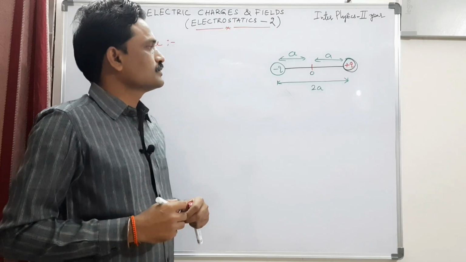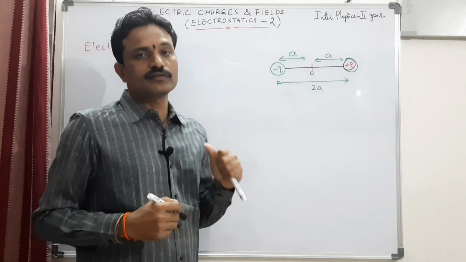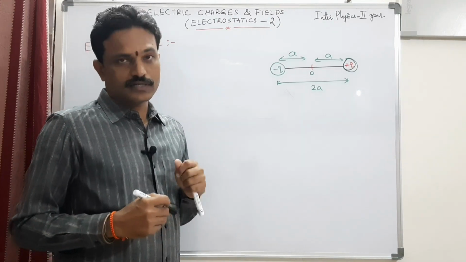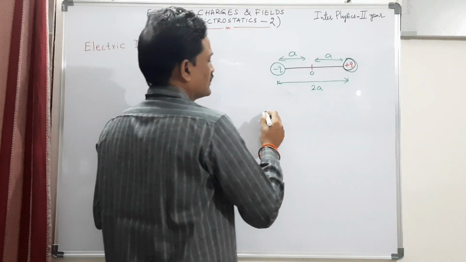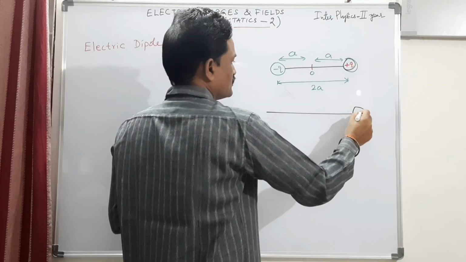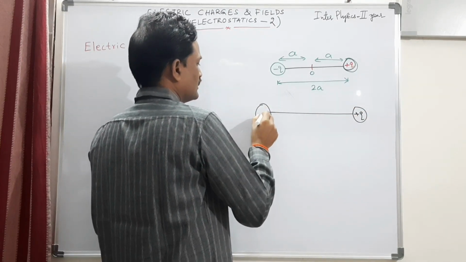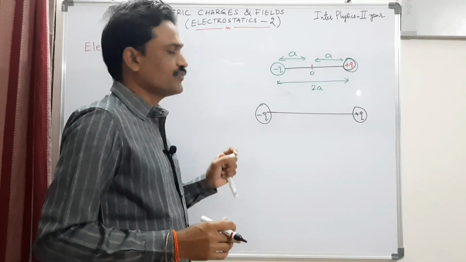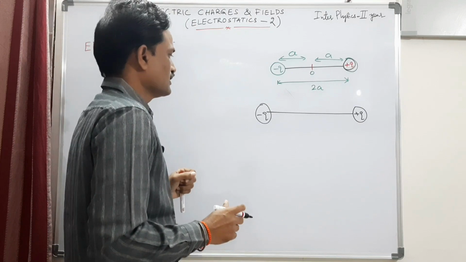Electric dipoles exist at molecular level, not on macroscopic level. That means I cannot take a stick and connect two charges, that is plus q and minus q, and call it an electric dipole. It is not the case. We find electric dipoles in molecules.